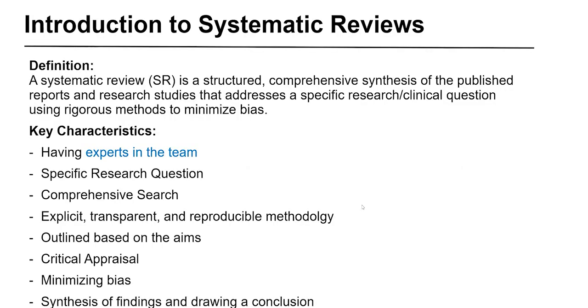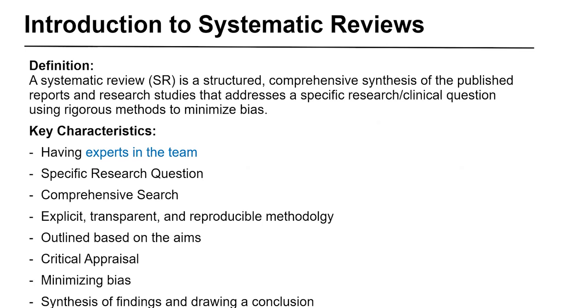About systematic reviews, the definition of a systematic review is a structured, comprehensive synthesis of the published reports and research studies that addresses a specific research and/or clinical question using rigorous methods to minimize bias. Key characteristics for systematic reviews.